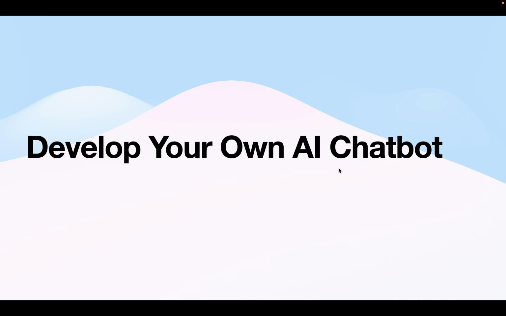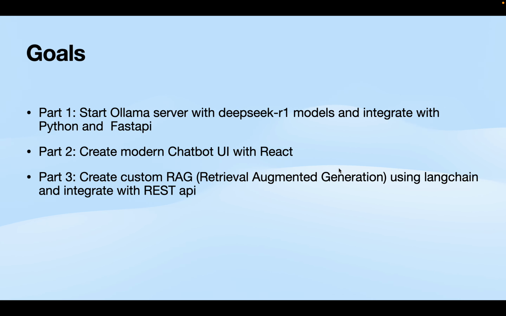Today I'm gonna show you how to develop your own AI chatbot using Python FastAPI and Ollama server. This time I'm going to use DeepSeek R1 models. Let's dive in. Our goals: start our Ollama server with DeepSeek R1 models and integrate it with Python and FastAPI.